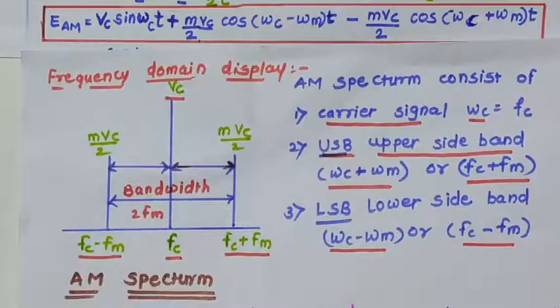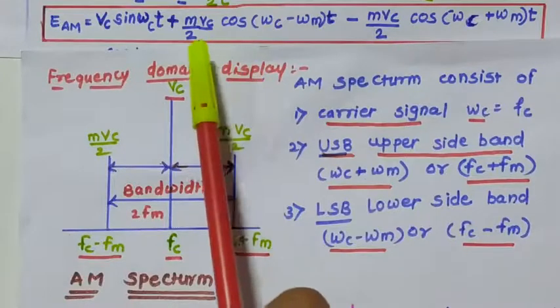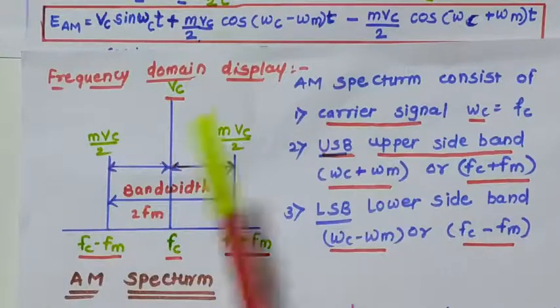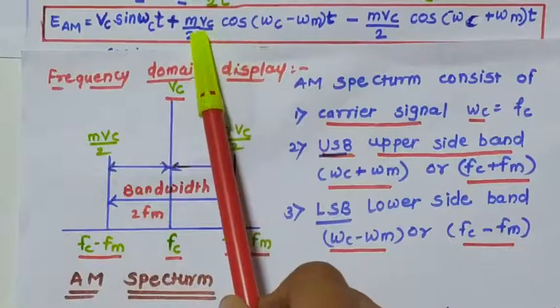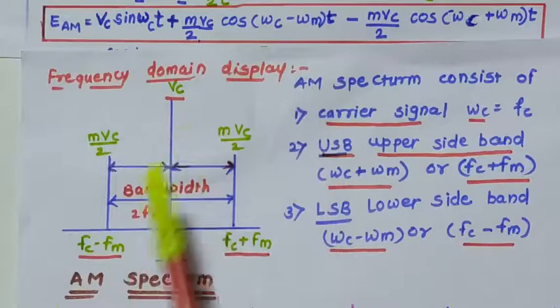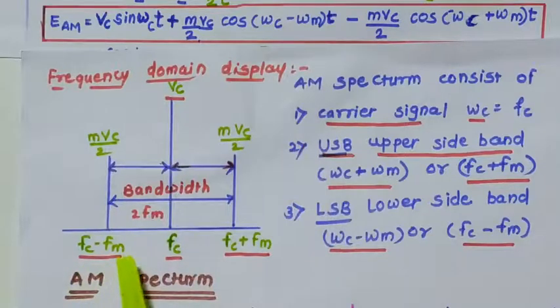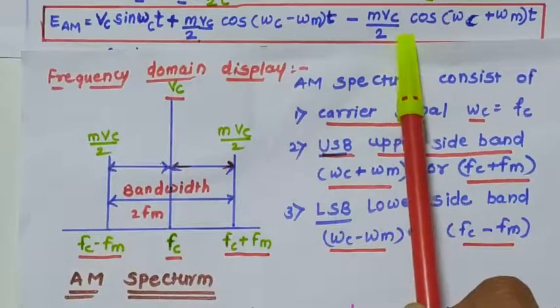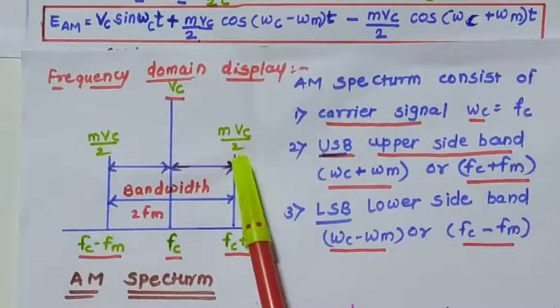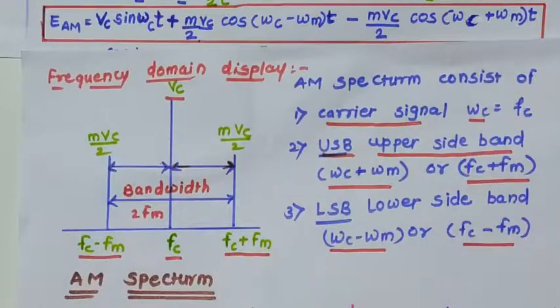Now the second term represents the LSB, the lower sideband. It has amplitude mVc/2, which is written here, while its frequency is Fc minus Fm. And the third term is the upper sideband, so its amplitude is mVc/2 and its frequency is Fc plus Fm.